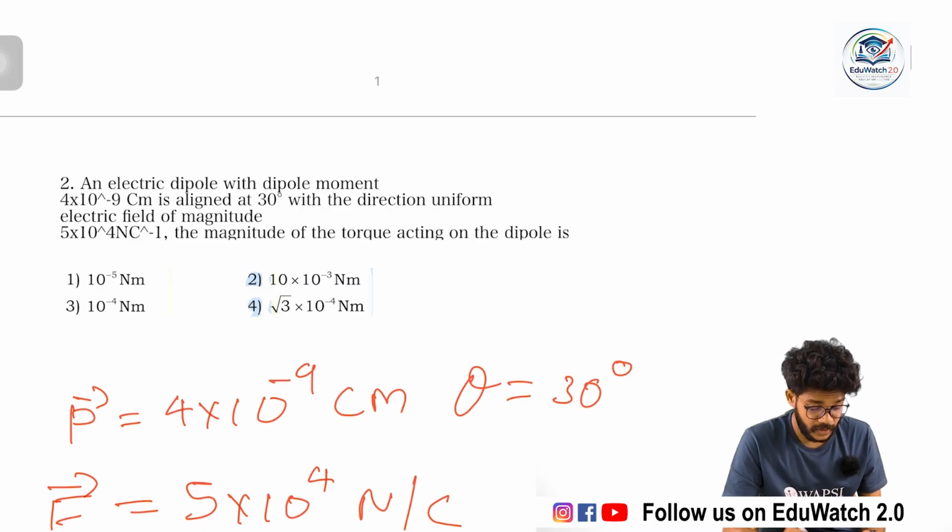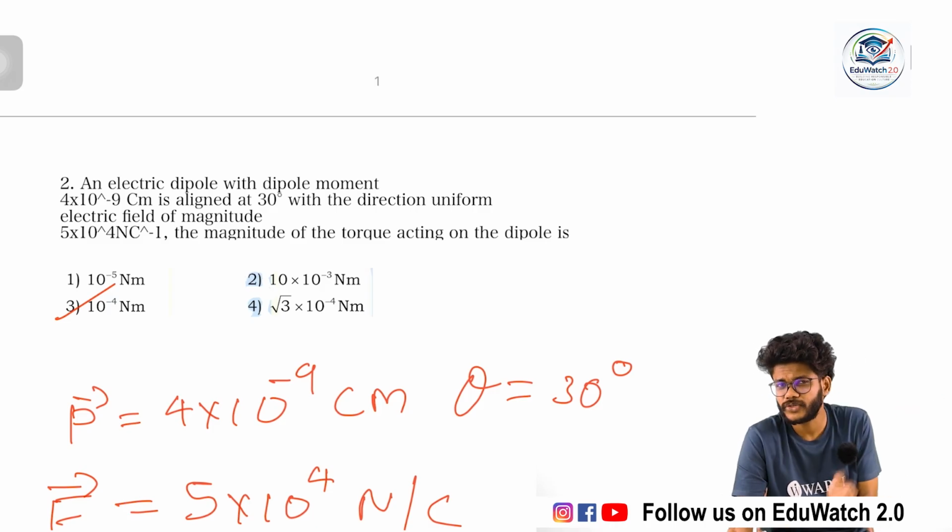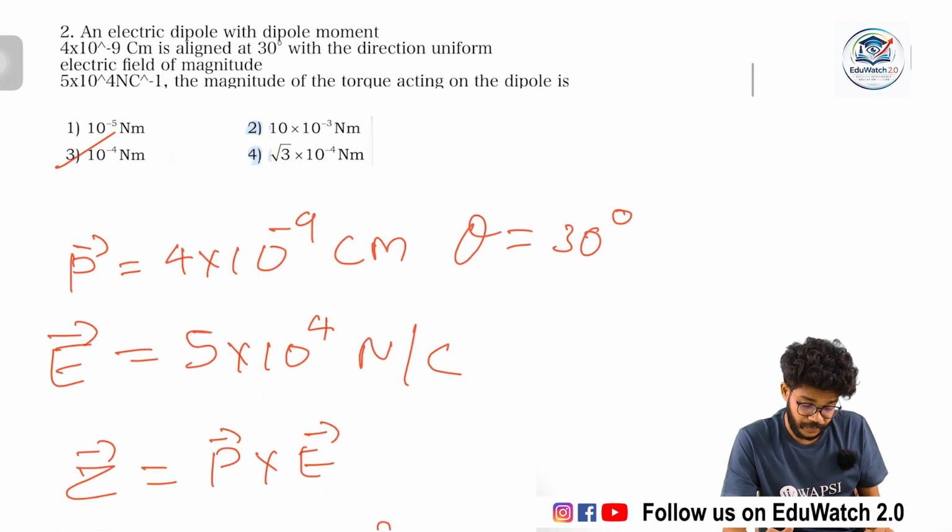10 raised to minus 4 Newton meter. Option 3 is the correct answer. Okay. So can we move to the next question? Yes.